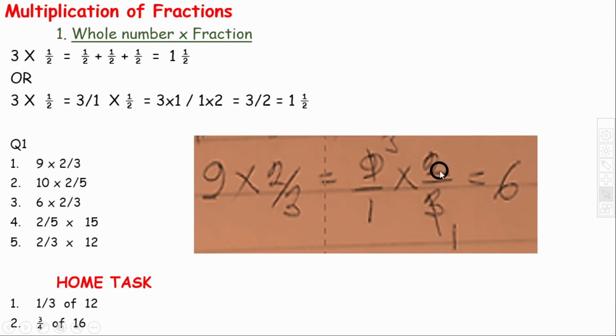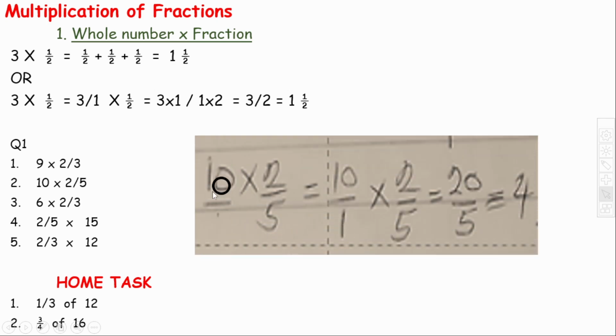So we have 3 times 2 and 1 times 1. 3 times 2 is what? 6 all over 1 times 1 is 1. 6 all over 1, which is the same thing as 6. That's how we got this final answer. So now let's go to the second question.